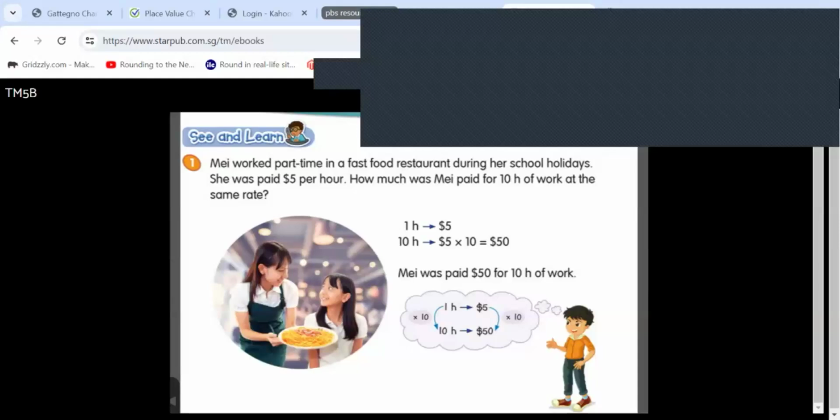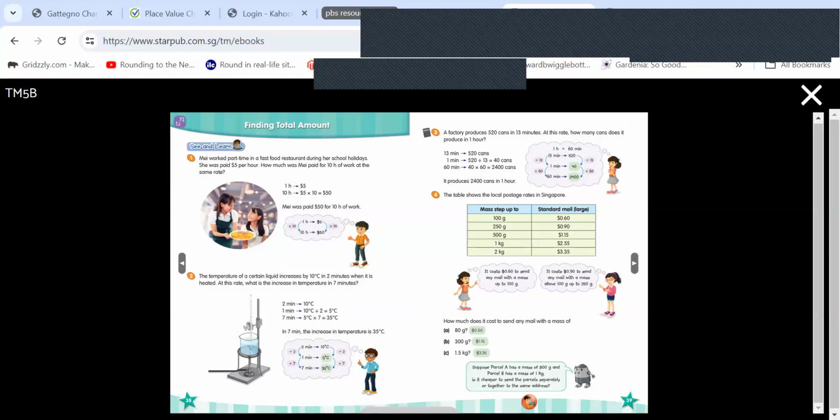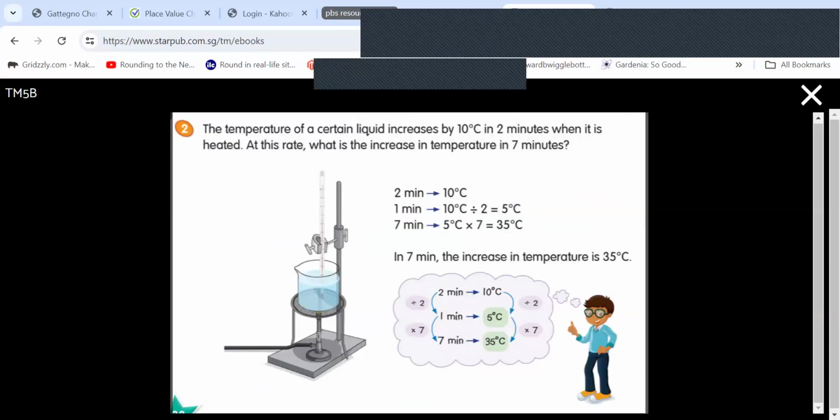Okay, so you look at these two pages that I've been mentioning. In yesterday's questions, which are all quite comfortable, you'll notice that they have part A and B. And part A that's provided has been very helpful because it tells you, given the information like this one here, 10 degrees in 2 minutes. They ask you at this rate, what is the increase of temperature in 7 minutes?